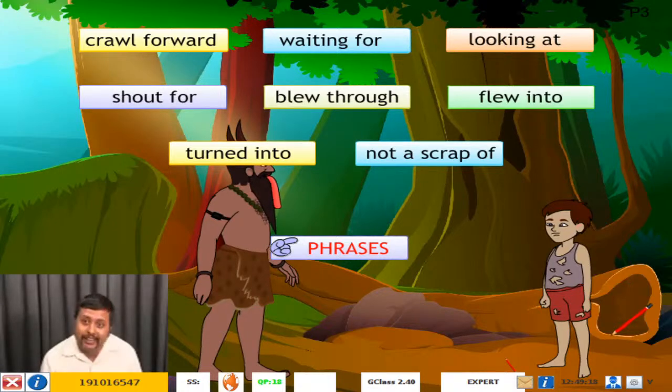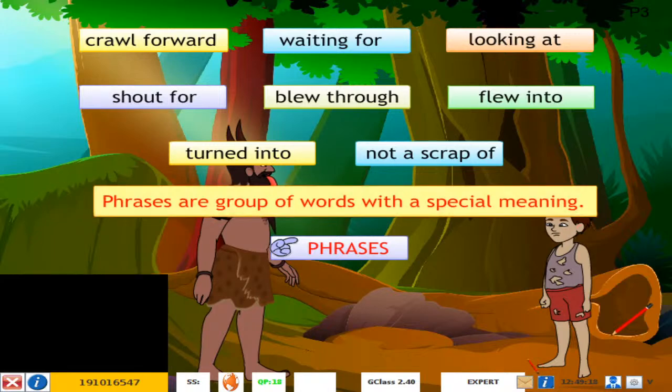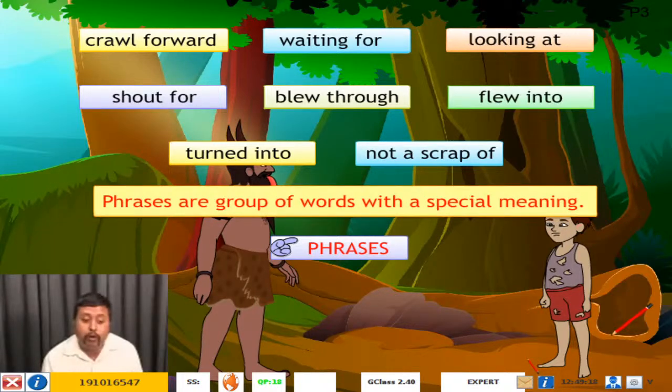Now what is a phrase? What are the uses of a phrase? That we will discuss in a minute, right? But for now, we need to remember that these words are called phrases, right? Now, phrases are what? A group of words with a special meaning. They are a group of words which has a special meaning of their own.